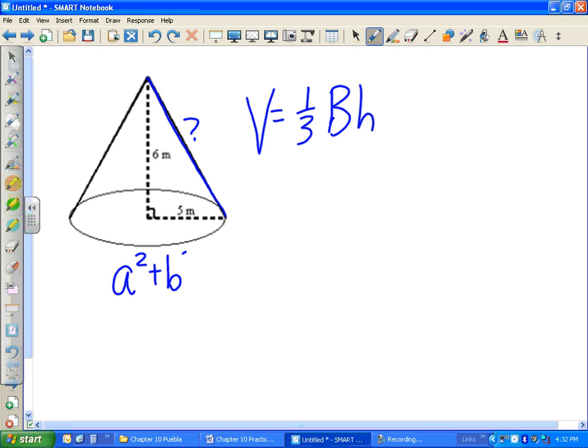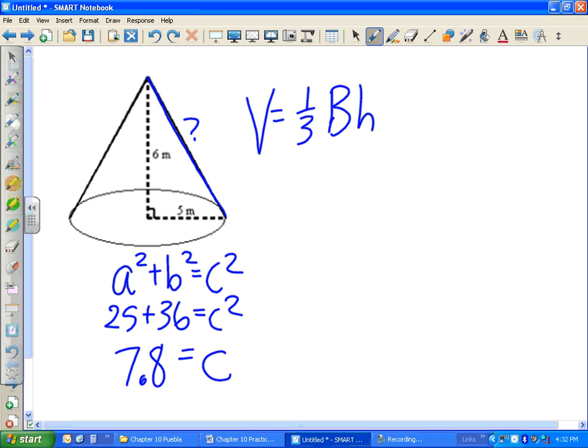A squared plus B squared equals C squared, right? So you're going to have 25 plus 36 equals C squared. What's 25 plus 36? 36 plus 25, and then you're going to do square root of 61. Okay, it's square root of 61. So C equals, I'm going to say it's about 7.8. So I want you to use this. Okay, so now what you're going to do is plug this stuff in.